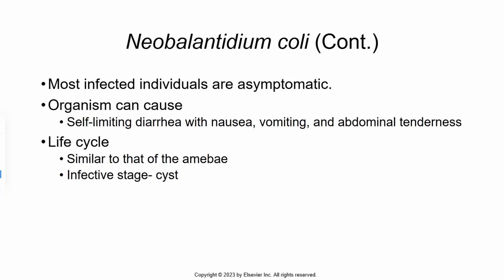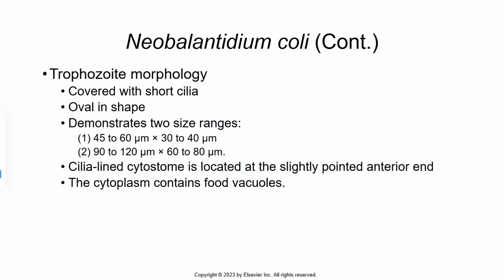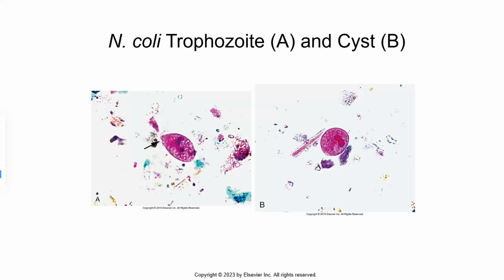Most infected individuals are asymptomatic. The organism can cause self-limiting diarrhea with nausea, vomiting, and abdominal tenderness. The life cycle is similar to that of the amoeba. The infective stage is the cyst. The trophozoite is covered with short cilia, it's oval-shaped, and it's pretty large.